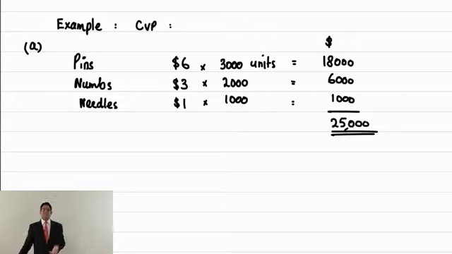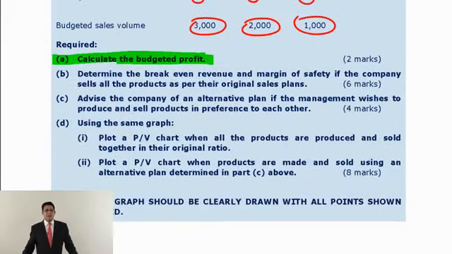Here we go. 18 plus 6 plus 1. In total, $25,000 profit. Is that okay? So just to warm us up, examiner had given us this little Mickey Mouse example, requirement A. Now more exciting stuff is coming now.